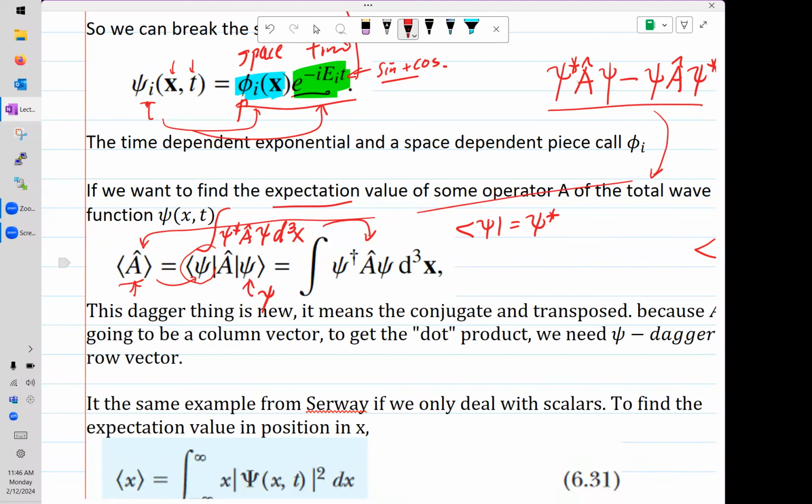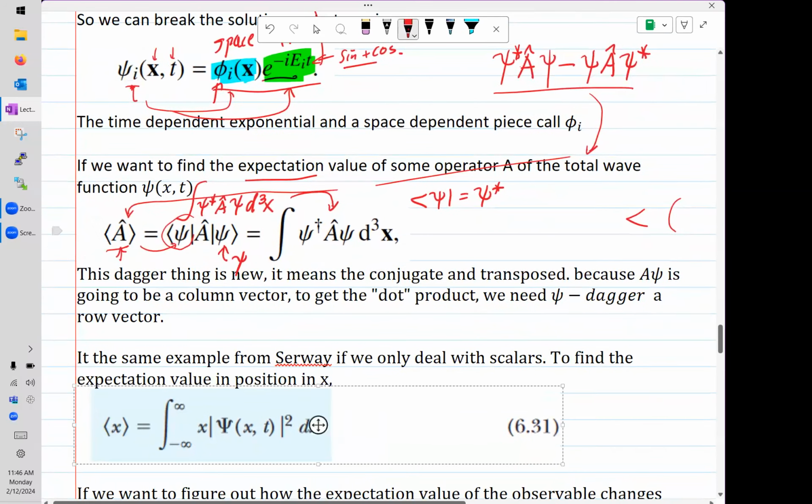Okay, he does do the dagger, so he is keeping it general. But for now, in non-relativistic quantum mechanics, just think about it as a complex conjugate. And remember this dagger thing? I think I talked about this with the matrices. It just means the complex conjugate and transpose. And this is just to make the linear algebra work, because otherwise you're multiplying a column vector with a column vector, which doesn't make sense.